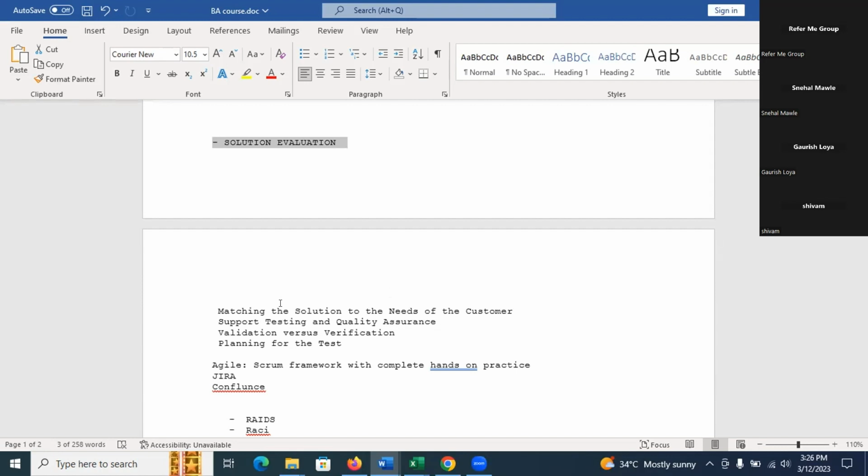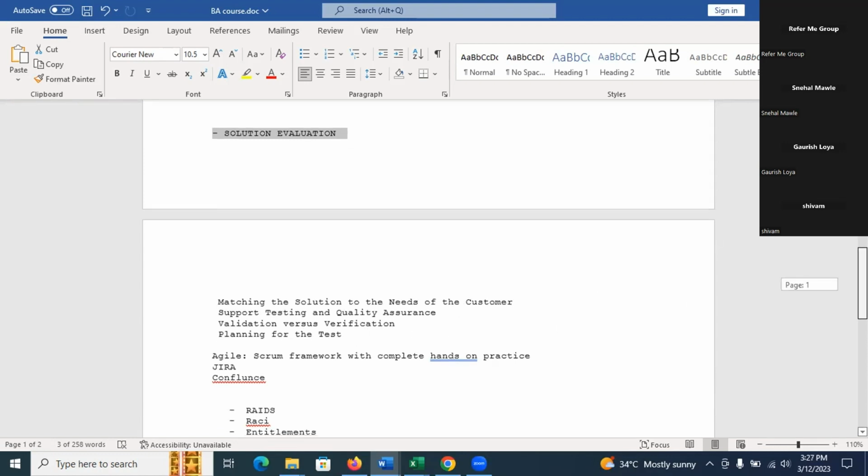In case you have multiple solutions, how would you choose the better solution? Certainly, it's not the decision of a BA, but the decision of the entire team, maybe the technical team. But you are supposed to come up with multiple solutions if required. And what would be your plan for matching the solution to the needs of the customer? How that has to be tested and meet the quality assurance needs, and planning for the test activities. So everything would be covered.